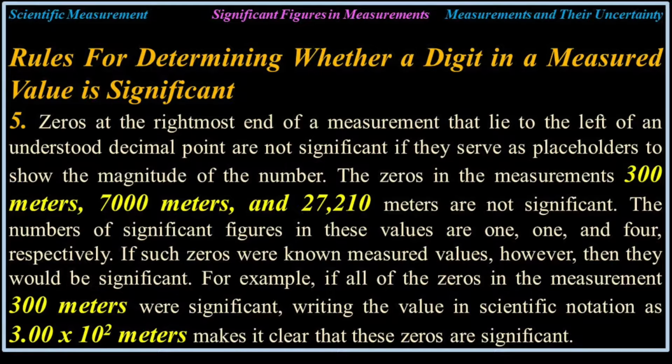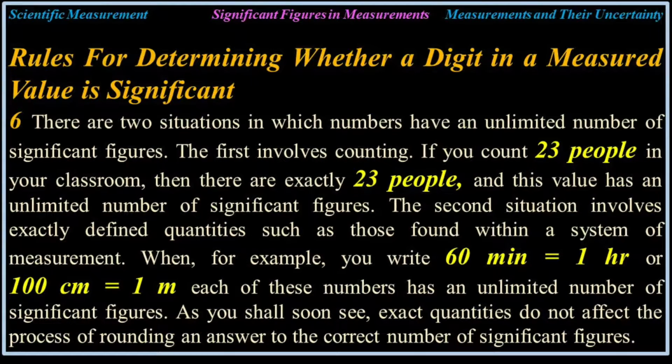If such zeros were known measured values, however, then they would be significant. For example, if all of the zeros in the measurement, 300, were significant, writing the value in scientific notation as 3.00 times 10 to the 2 meters makes it clear that these zeros are significant.